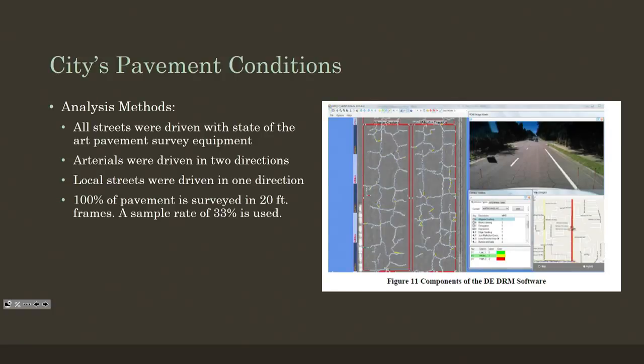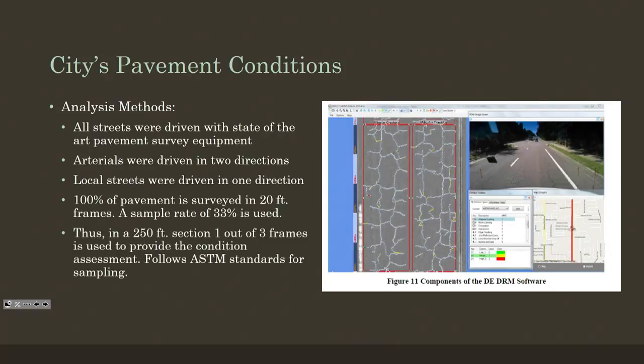100% of the pavement is surveyed, and it's surveyed in 20-foot frames, and then they take a 1/3 sample rate of each one of those frames. And that follows the pavement condition standards as designated by ASTM. So if we want to sample every pavement section, we'll be highly accurate, but our costs will be immense. So by doing this, we still get a high quality level of data, but we don't have to pay the high cost of doing all that analysis. It gives us what we need for a global picture.